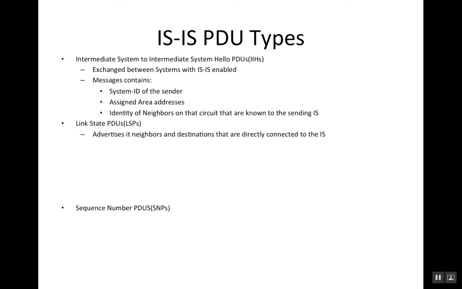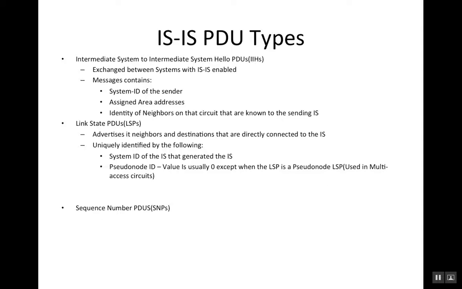The link state PDU advertises its neighbors and destinations that are directly connected to the IS. It's uniquely identified by the following: the system ID of the intermediate system that generated the LSPDU, the pseudonode ID, the LSP number, and the 32-bit sequence number. The pseudonode value is usually 0, except when you're dealing with pseudonode LSPs, and we'll talk about that when we get into the circuit types. It's primarily about multi-access circuits.